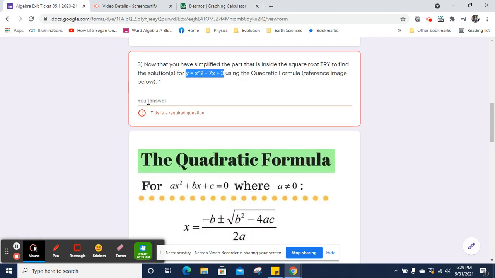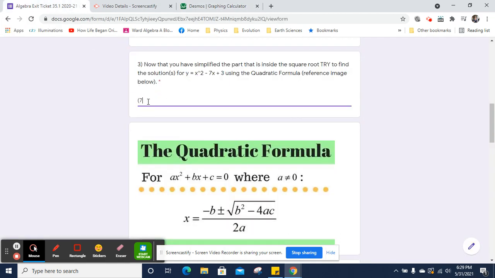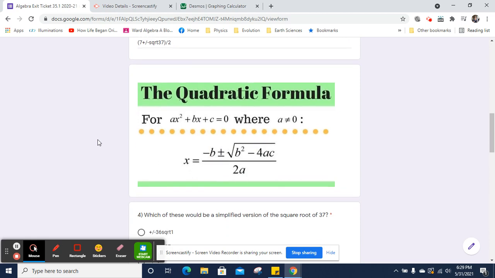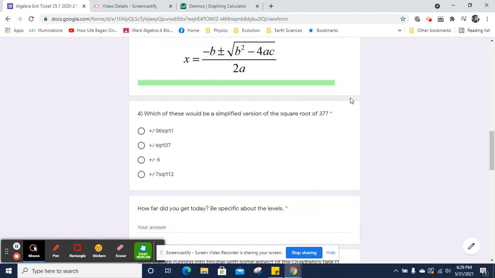Okay, so let's put that in here. So I'm going to put in parentheses 7 plus or minus, and then I'm going to type in SQRT 37, and that's going to be all over 2. And that is the two solutions, 7 plus and 7 minus, the square root of 37, all over 2. Okay, so which one of these would be the simplified version of the square root of 37? Well, it's just plus or minus square root of 37 because that's all you can do with a square root of 37. It contains no factors that are neat and tidy squares. So you're done with that one.